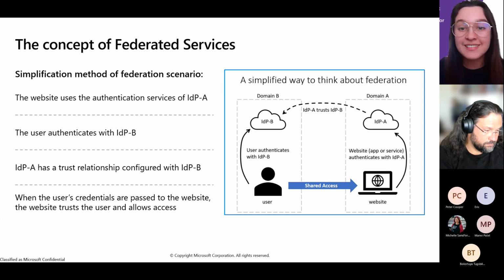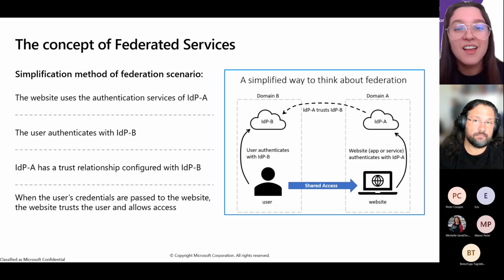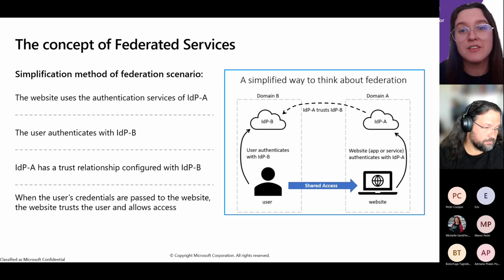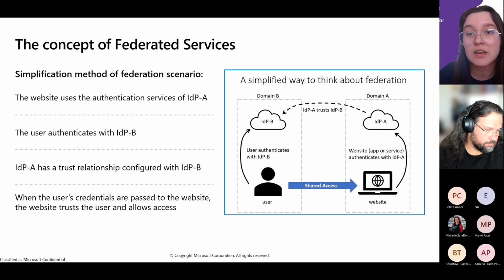So with federation, trust isn't always bidirectional. Although IDP A may trust IDP B and allow the user in domain B to access a website in domain A, the opposite isn't always true unless the trust relationship is configured. So a common example of federation in practice is when a user logs in to a third-party site with their social media account, just as I was saying before, such as Twitter. In this scenario, Twitter is the identity provider and the third-party site might be using a different identity provider, such as Azure AD, and there's that trust relationship between Azure AD and Twitter.